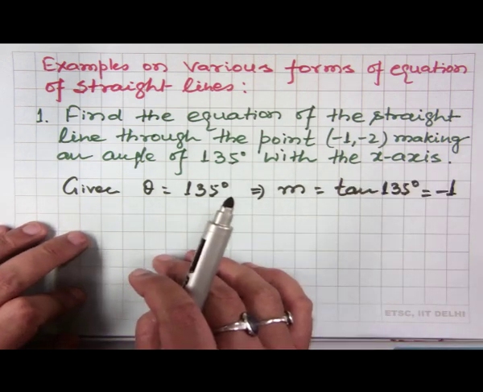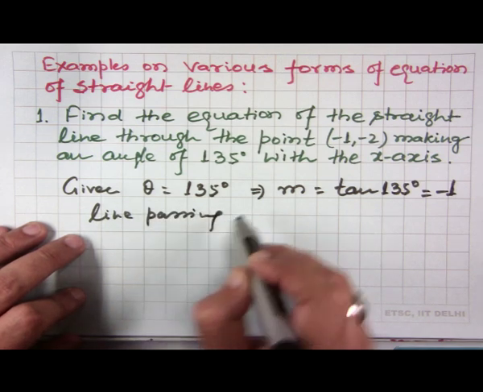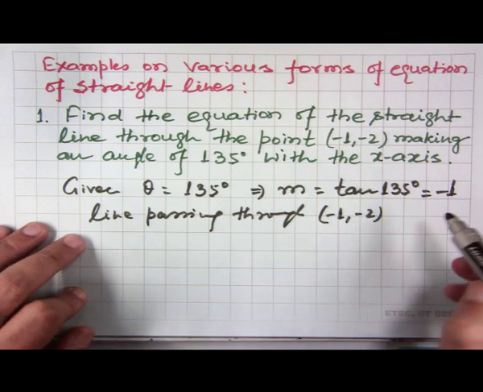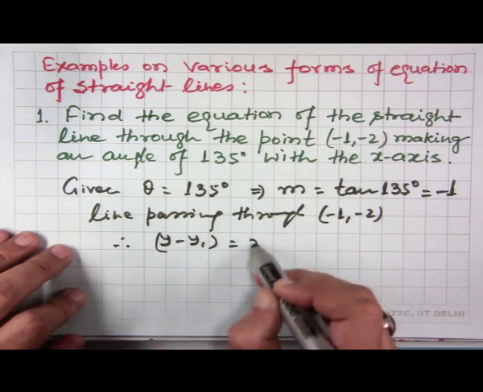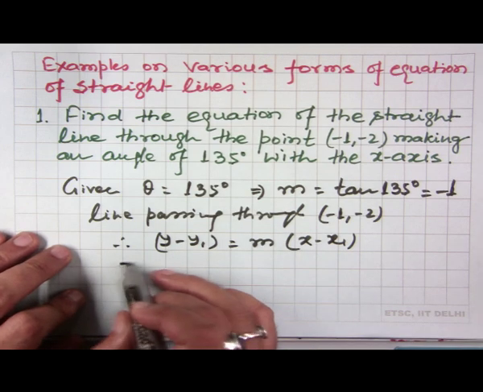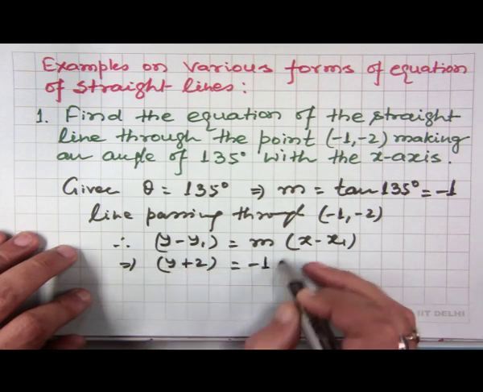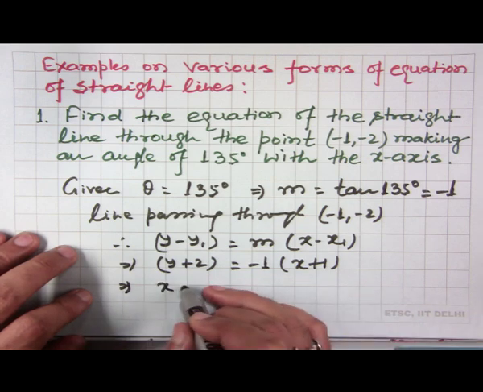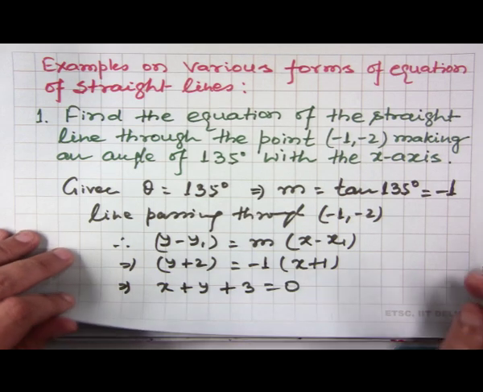So slope of this line is minus 1. And since this line is passing through minus 1, 2, so by using point slope form, y minus y1 equals m times x minus x1, implies y minus 2 equal to minus 1 times x plus 1. So x plus y minus 1 equal to 0 is the required equation of line.